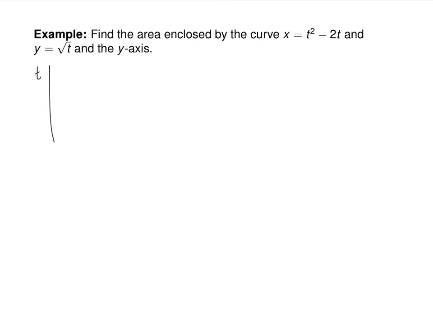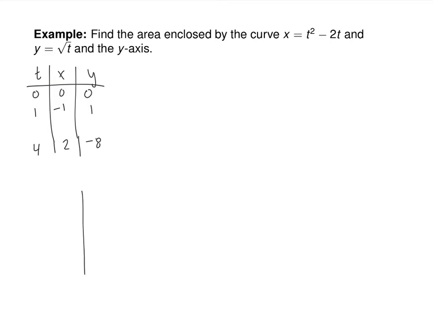t, x, y. So if t is 0, then x is 0, and y is 0. If t is 1, then x is 1 minus 2, negative 1, and y is 1. And my inclination is to plug in t equals 4, and x is 8, and y is 16 minus 8, or negative 8. So here's what's happened. I left a space there on purpose.